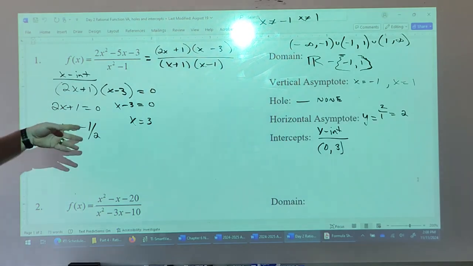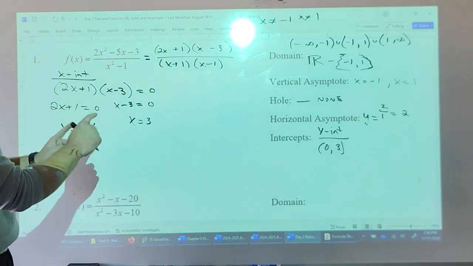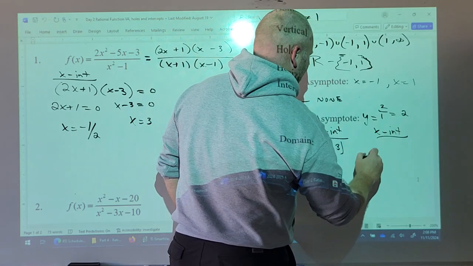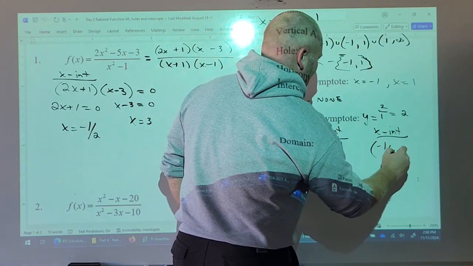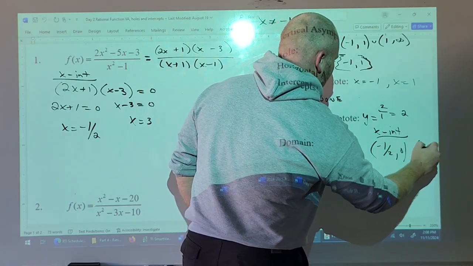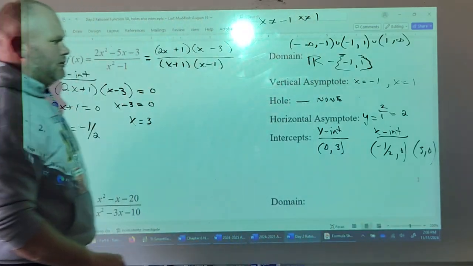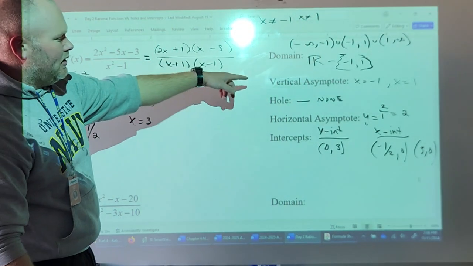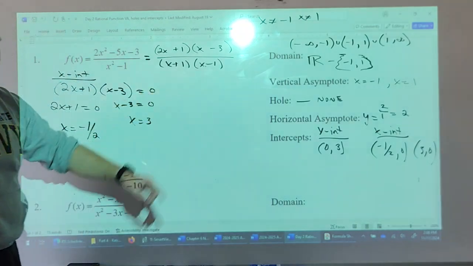So if these are x-intercepts, both of these are going to have y value 0. So the x-intercepts, one of them is going to be at (-1/2, 0), and the other one is going to be at (3, 0). Okay. So we're done with that one. We got domain, vertical asymptote, hole, horizontal asymptote, and intercepts.